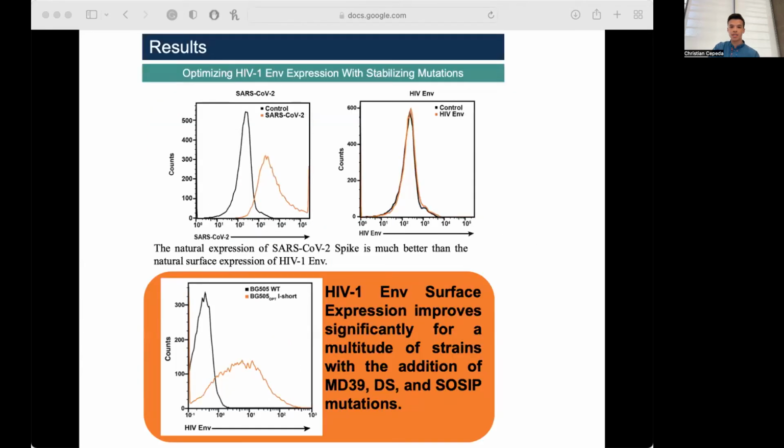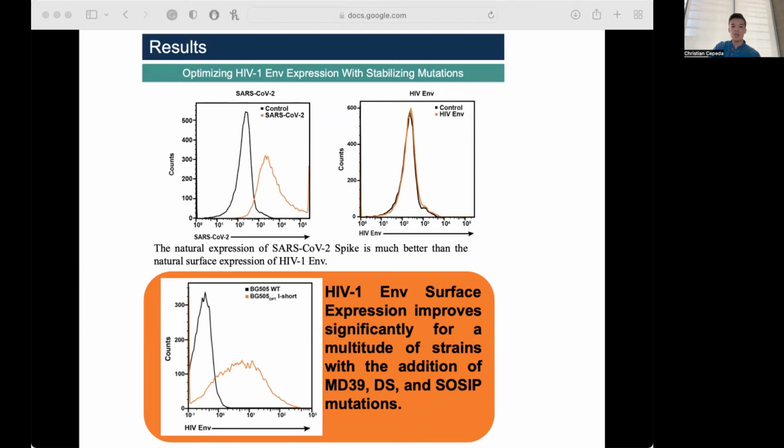So in these figures, the further the orange line is to the right compared to the control, the better the expression of the surface protein. As you can see from these first two figures, the expression of SARS-CoV-2 spike, shown on the left, is much better than the surface expression of HIV-1 ONV, shown on the right. As HIV-1 ONV is nearly identical to the control, you can see that there's poor expression.